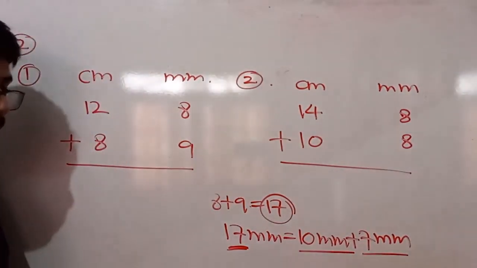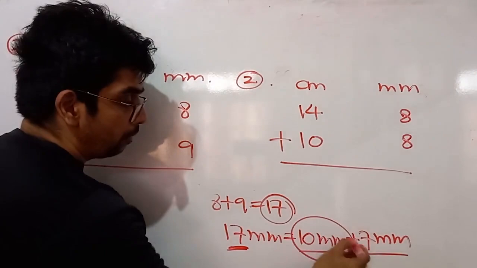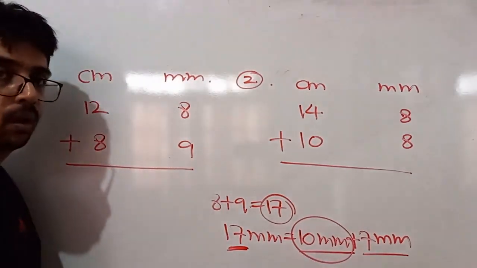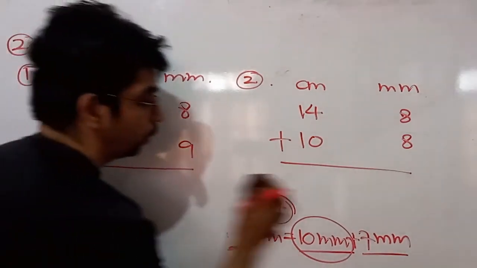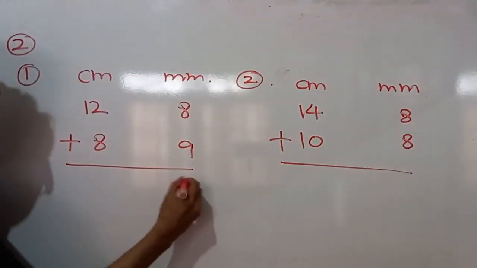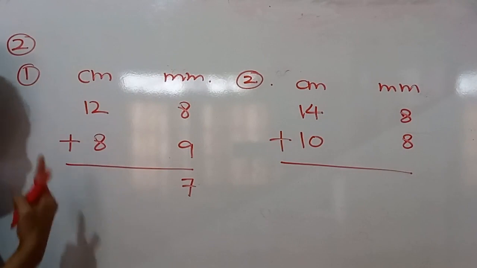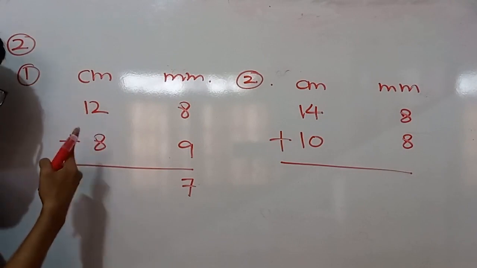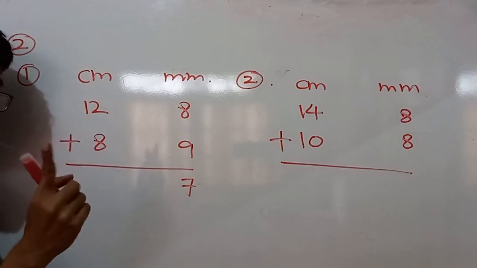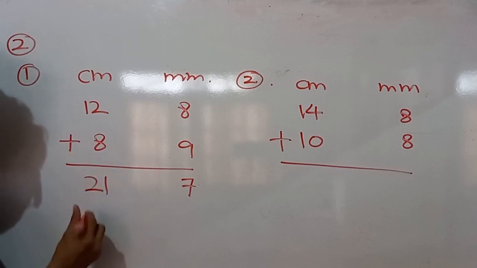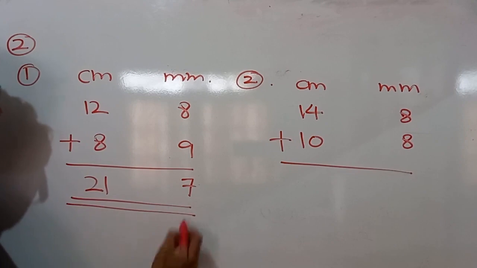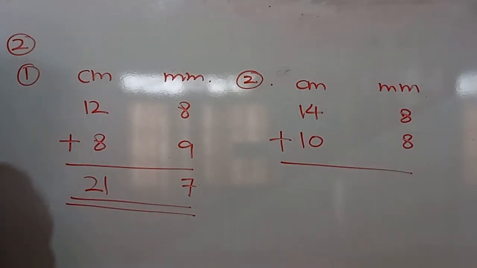We can break it that way. From there we know 10 millimeters means what? 1 centimeter. So we have to put that on the other side. Then what remains here, children? 7. 12 plus 8, we know that's 20, but we have to add the 1. That becomes what? 21. So the answer is 21 centimeters and 7 millimeters.